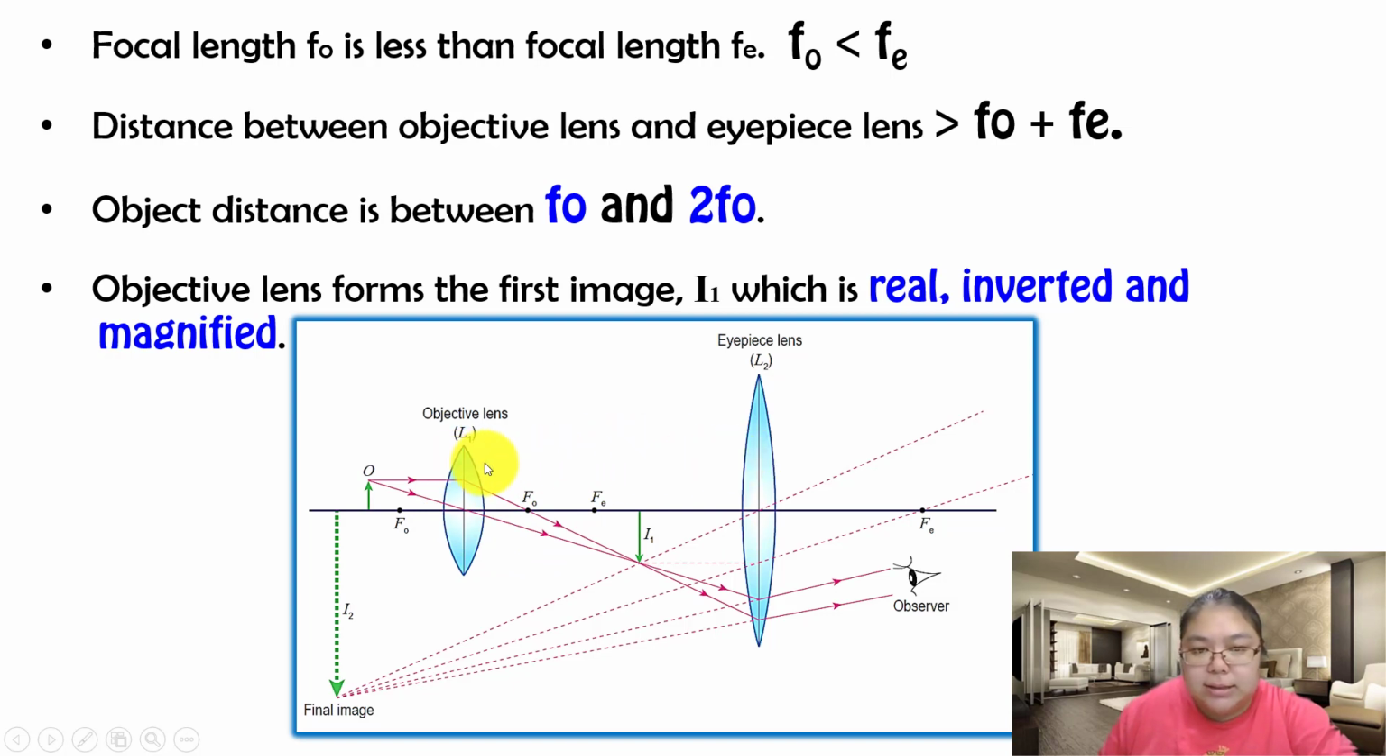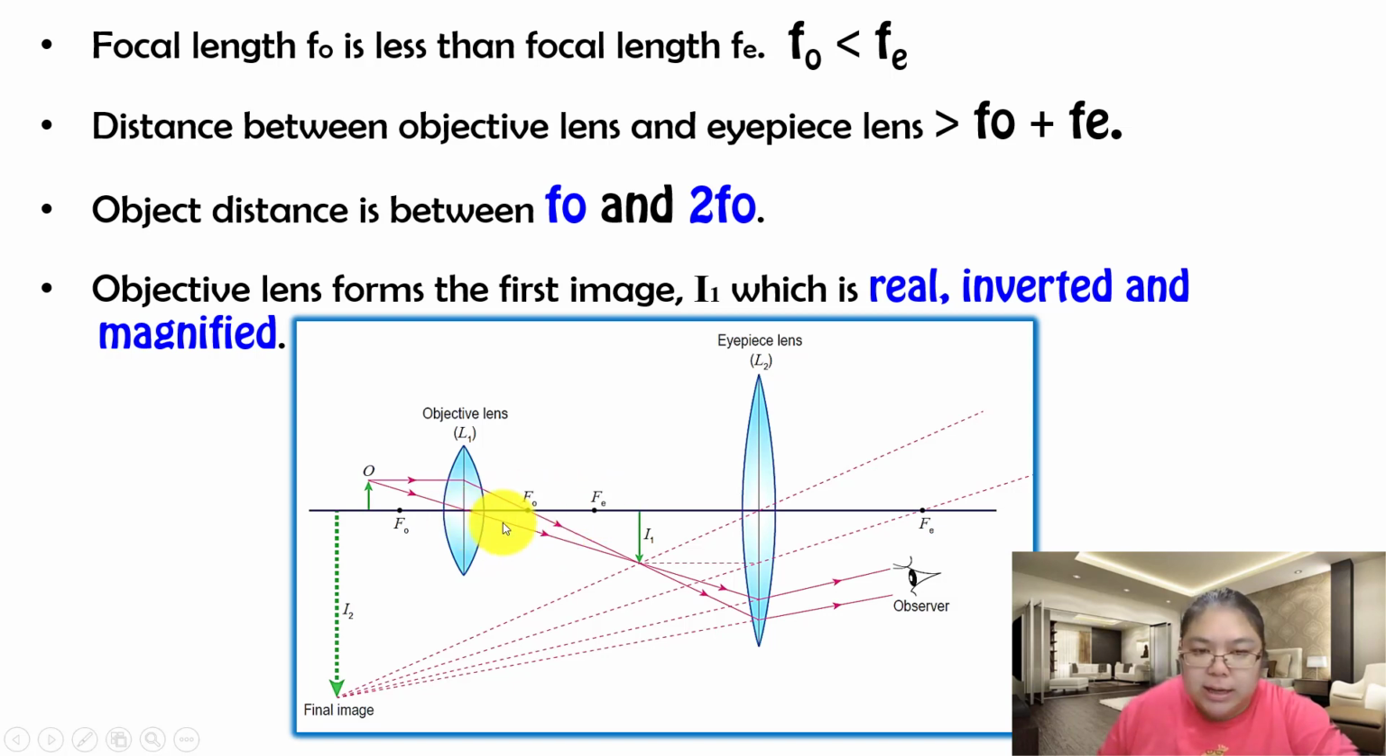Now you need to see the distance between the objective and the eyepiece. The objective is here, the eyepiece is here. Is the distance more than FO plus FE? This one is FO. This one is FE. Can you see the centers? They still have some space. This space, we don't know how many cm. But I just know the distance between these two lenses is surely bigger than FO plus FE.